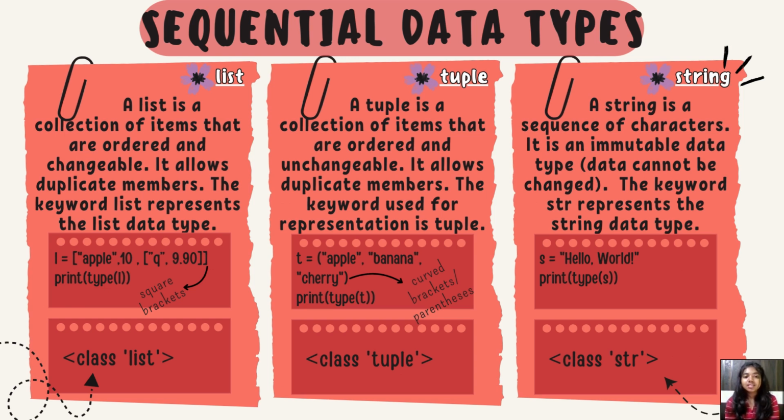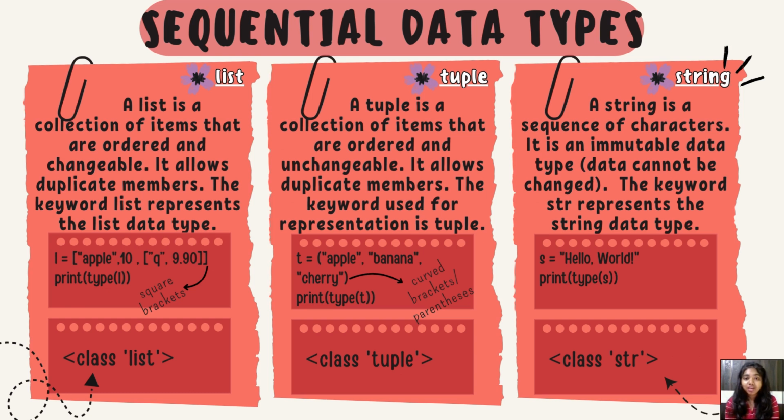A tuple is a collection of items that are ordered and unchangeable. It allows duplicate members. The elements of tuples are enclosed in curved brackets or parentheses. In this example, the variable t is a tuple. The tuple contains three items, all of which are strings. However, like a list, a tuple can contain any type of item. The key characteristic of a tuple is immutability, meaning that once it has been created, its values cannot be changed after it's defined, unlike a list.